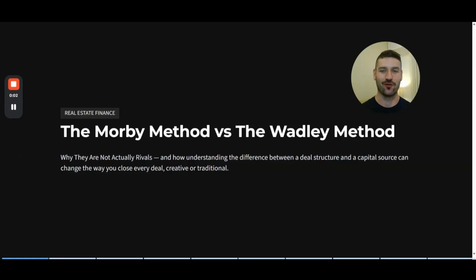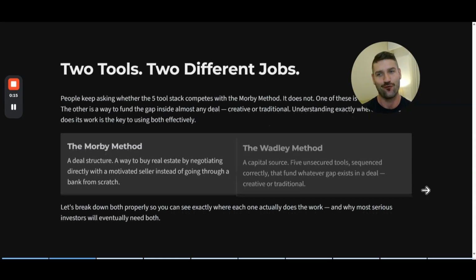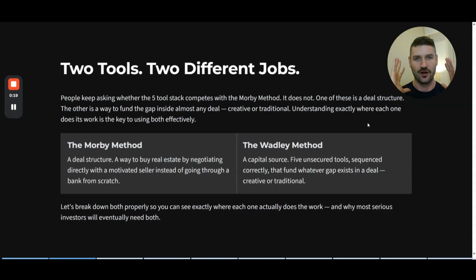Here's a full breakdown on the Morby Method versus the Wadley Method, why they're actually not rivals, and how understanding the difference between a deal structure and a capital source can change the way you close every deal, creative or traditional institutional finance. So, two tools, two different jobs.